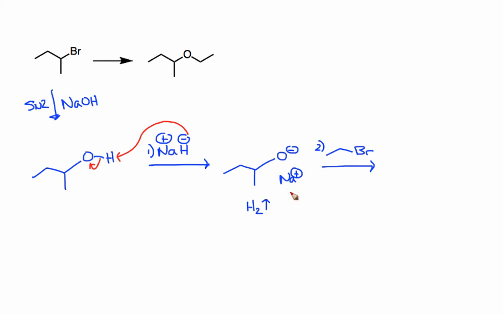So now it's basically just another SN2 reaction. Here's our nucleophile. We attack our electrophile, kick off the bromine. That allows us to install this ethyl group onto the oxygen. So now we've successfully synthesized our ether.